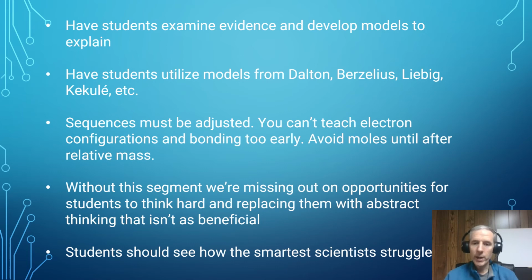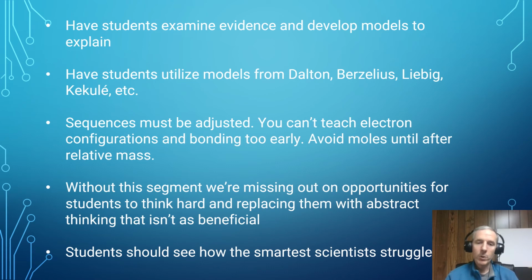In order to do this, you might have to adjust your sequence. You can't be doing electron configurations early in the year and then expect students not to use that to address some of the discrepancies you're presenting to them from 1820, 24. They're going to use electron configurations. You might want to hold that off until later. But without doing this segment of history, we're missing out on some opportunities.